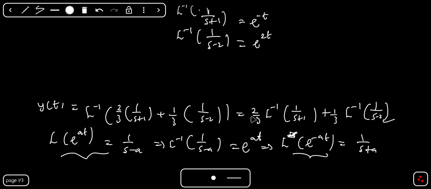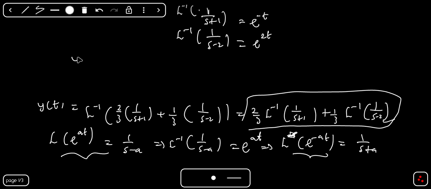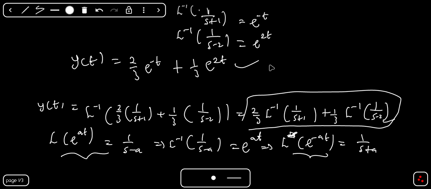Okay, so if we input those values into this part, we have our solution, which is y of t is equal to 2 over 3 multiplied by the inverse Laplace of 1 over s plus 1, which is e raised to the power of negative t, then plus 1 over 3 multiplied by the inverse Laplace of 1 over s minus 2, which is e raised to the power of 2t. So that is the answer to that problem.